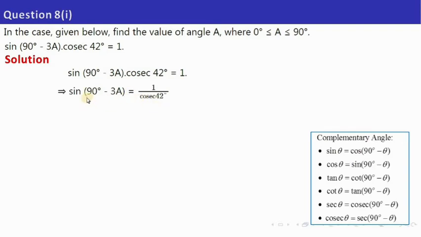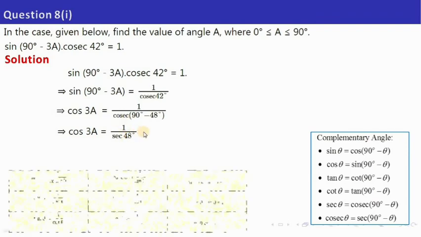Now if you see here, this is sine 90 minus theta, and we know that sine 90 minus theta is cos theta. Here theta is 3a, so this becomes cos 3a. Here I'm making this 42 as 90 minus 48, because 90 minus 48 is 42. So we have cosec 90 minus theta, which is sec theta. And theta here is 48 degree, so this becomes sec 48 degree.